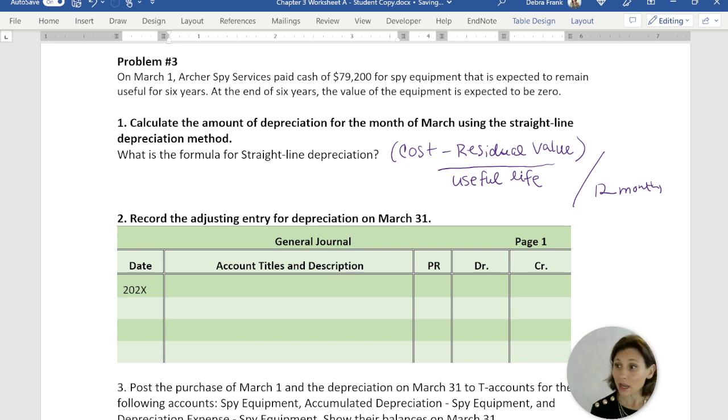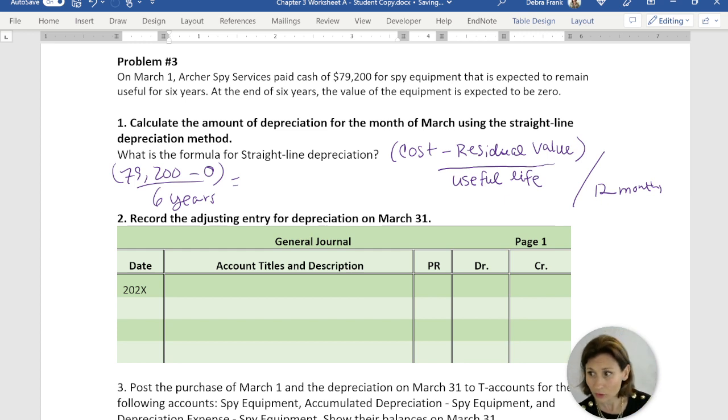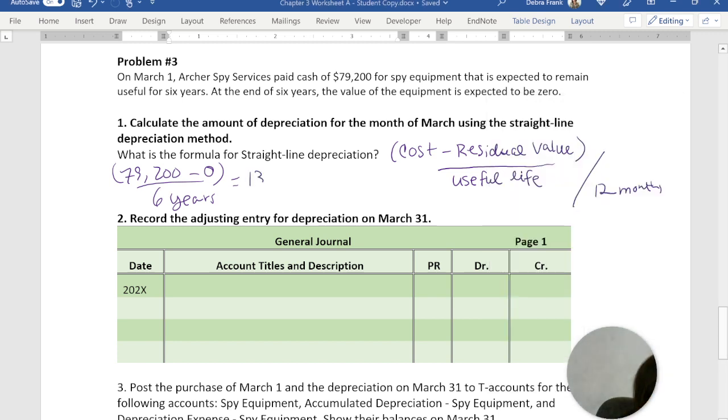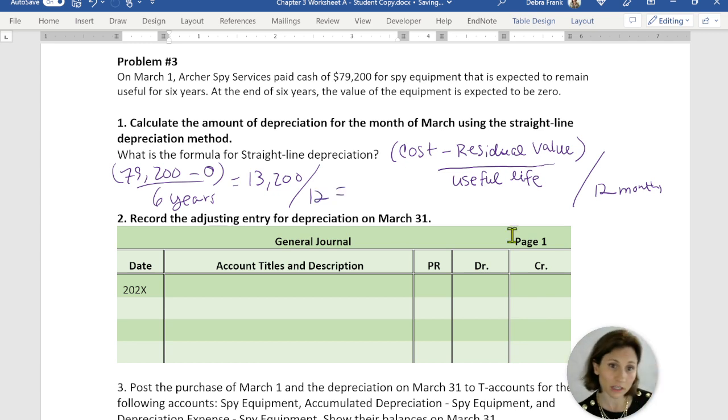Okay, so let's go ahead and do this. So we have 79,200 minus 0, because our case was 0, and then our useful life was 6 years. All right. So I don't know that number. Maybe the good math whizzes know that number for me, but let's go ahead and do that. Right. So we have 13,200. And we want it for a month. So we'll divide by 12 to get our monthly amount.